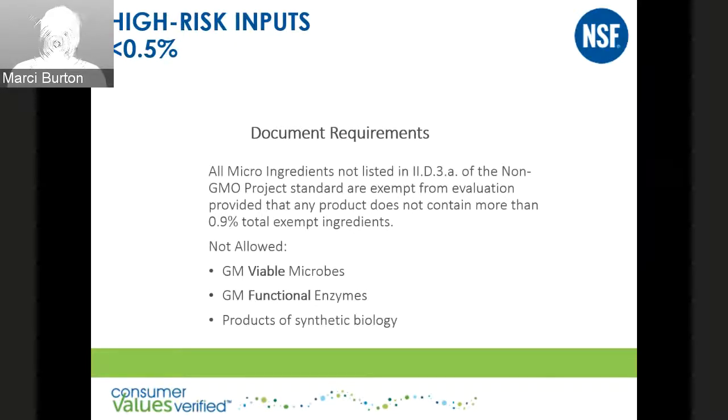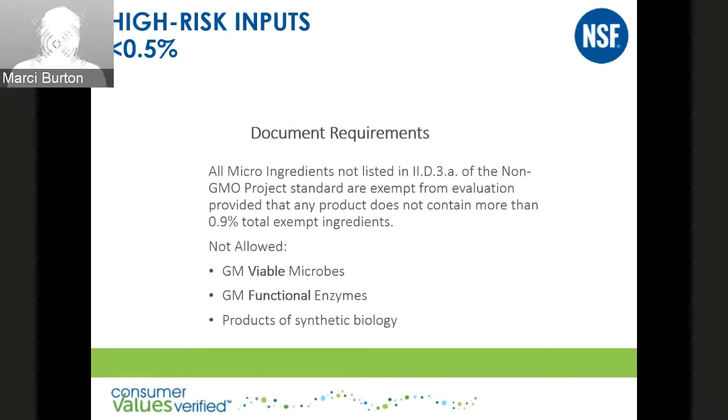And then high-risk ingredients, again, these are going to be evaluated based on a percentage in the product, and this is where the compliance documentation differs depending on the percentage. So for high-risk inputs that are less than 0.5%, they may be exempt from evaluation as long as you only take a total exemption per formula of 0.9%.